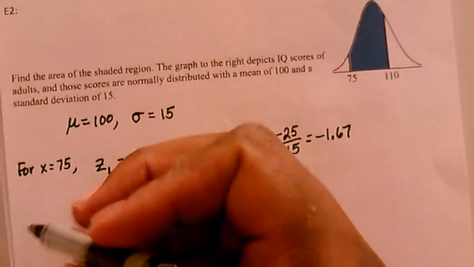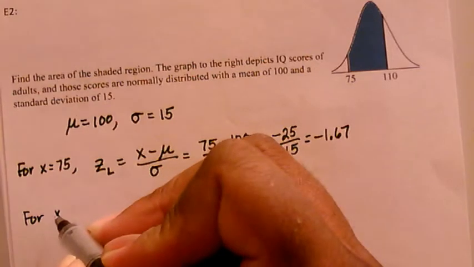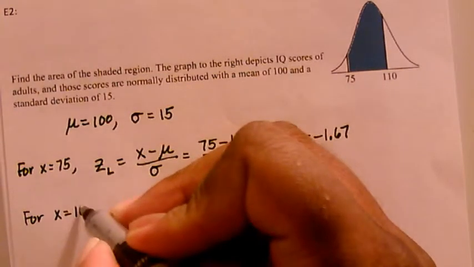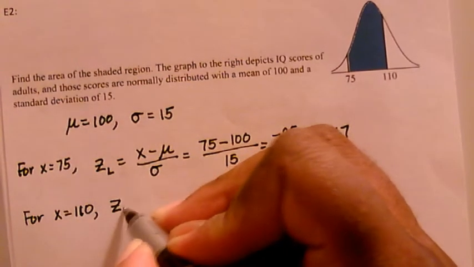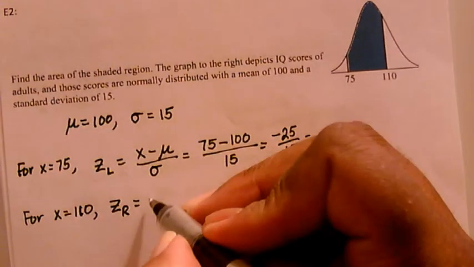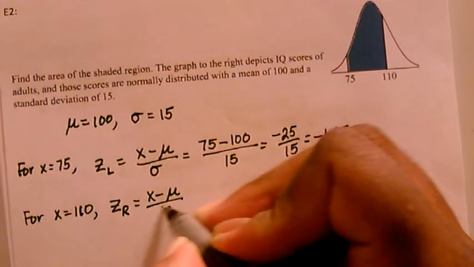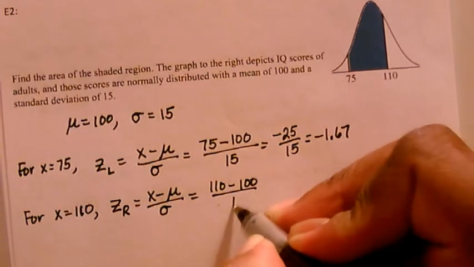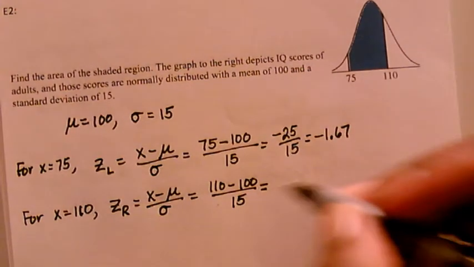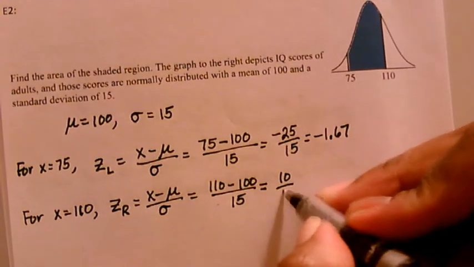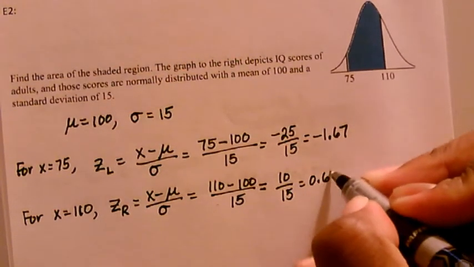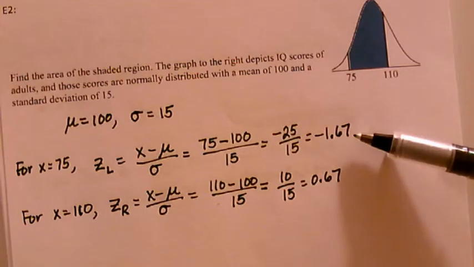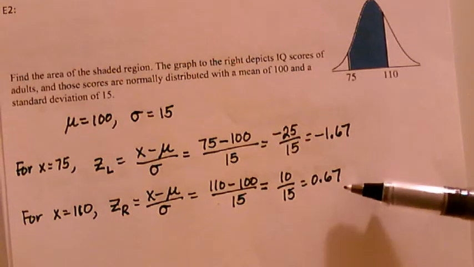And then for x equal to 110, that's an x value on the right, so that z-score on the right would be this. Still x minus mu divided by sigma. This time your x is 110 minus 100 divided by 15. Well, 110 minus 100, that's 10. 10 divided by 15 will be 0.67. Okay, so we know what our z-scores are. For 75, it's negative 1.67, and for 110, it's 0.67.